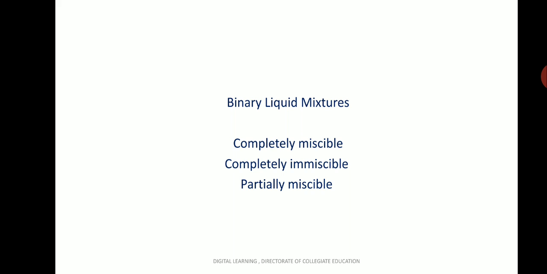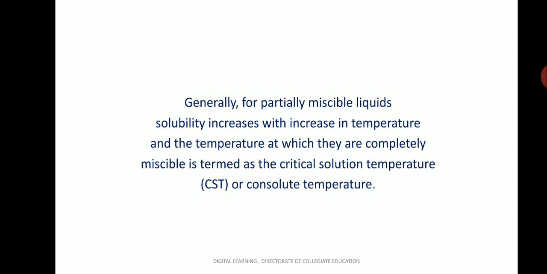You do know that binary liquid mixtures could be completely miscible, completely immiscible, and partially miscible. Generally, for partially miscible liquids, solubility increases with increase in temperature, and the temperature at which they are completely miscible is termed the critical solution temperature, CST, or consolute temperature.